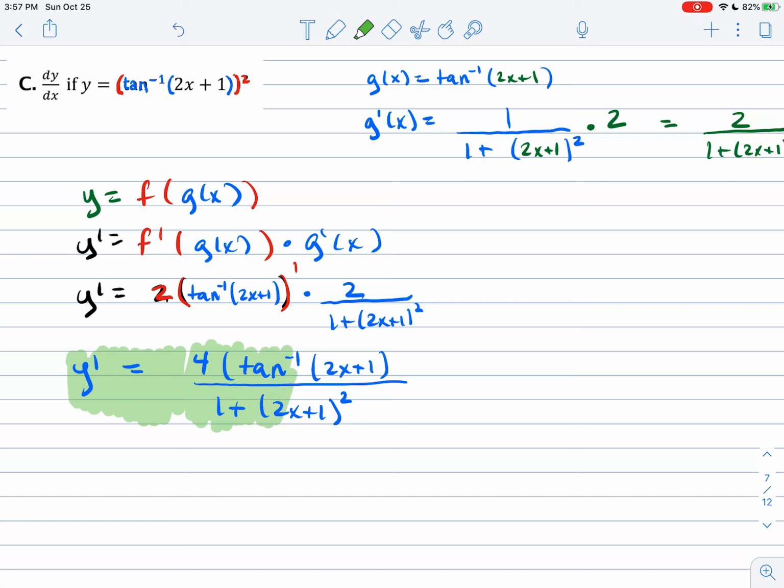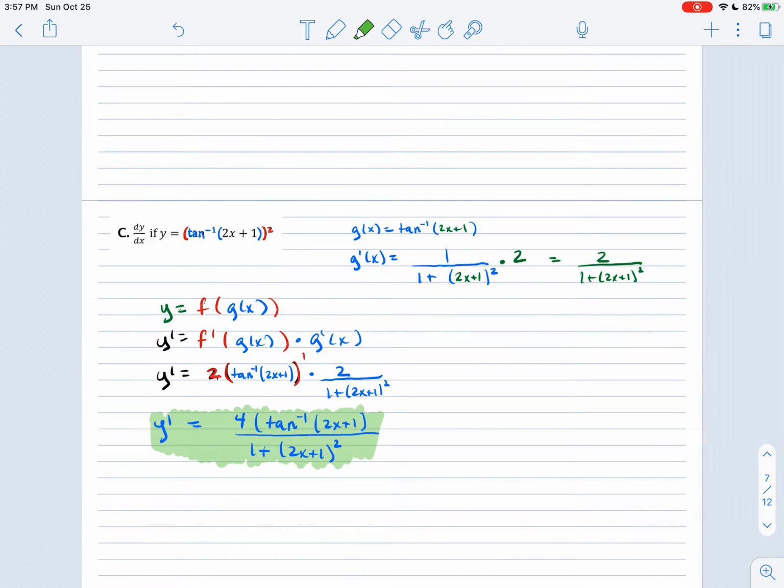And that's how you would play with chain rule with inverse trig functions.